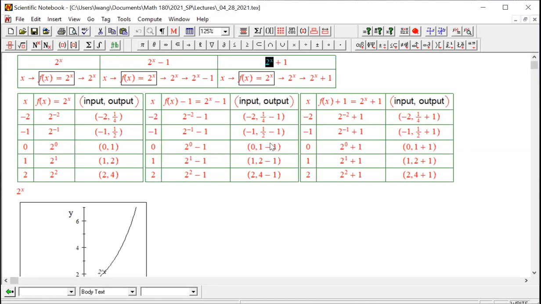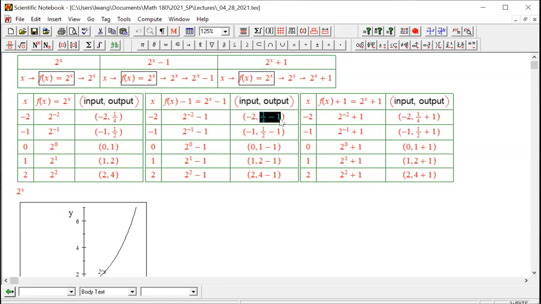Remember the comments Bailey made on the chat, right? Outside is vertical, inside is horizontal. Outside means that after the output, you increase by 1 or decrease by 1. Inside means the input is shifted first. But input is horizontal, right? So that was a very, very helpful comment. And then you just plot points, okay?